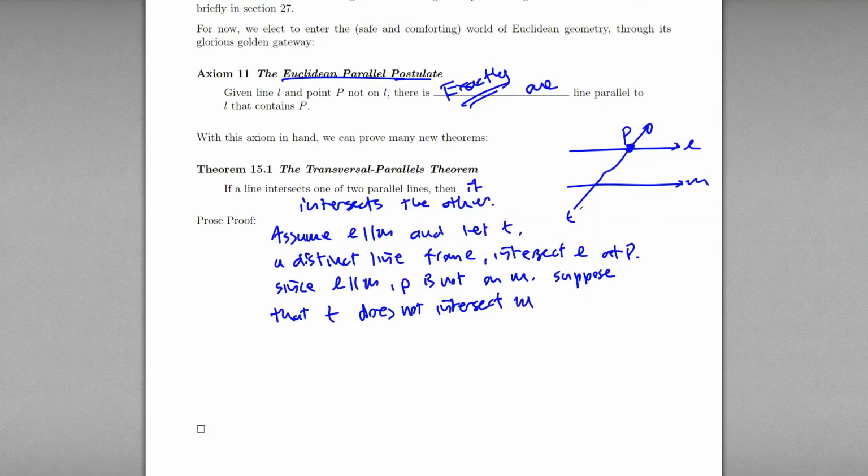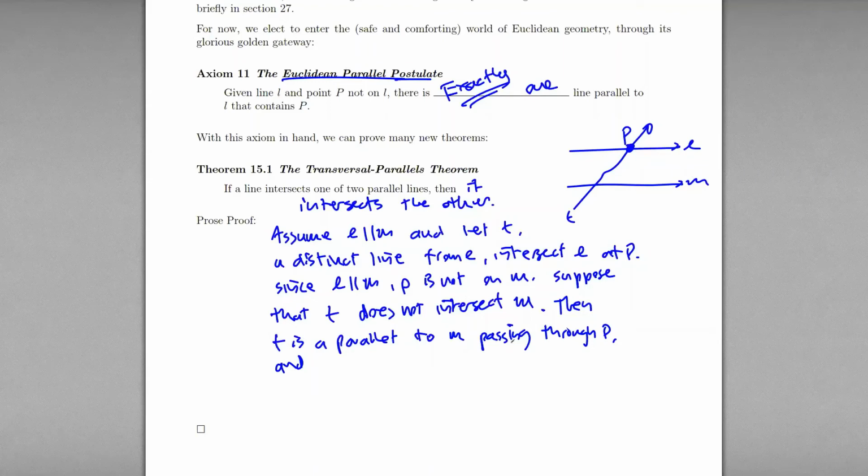So if T does not intersect M, then we have a pair of non-intersecting lines, T and M, which means that T and M are parallel, and T is a line parallel to M passing through P. There's only one line that is parallel to M that passes through P, and that is L. That's what we get from the Euclidean parallel postulate.